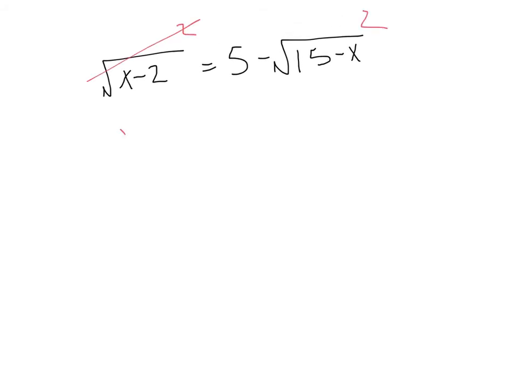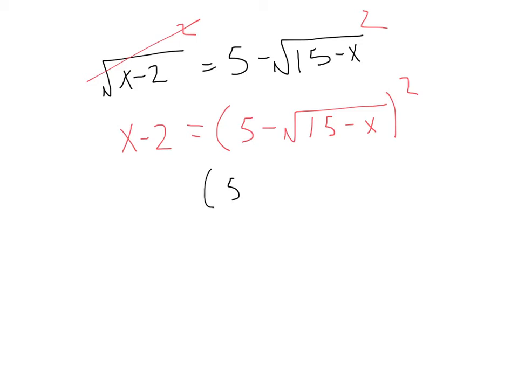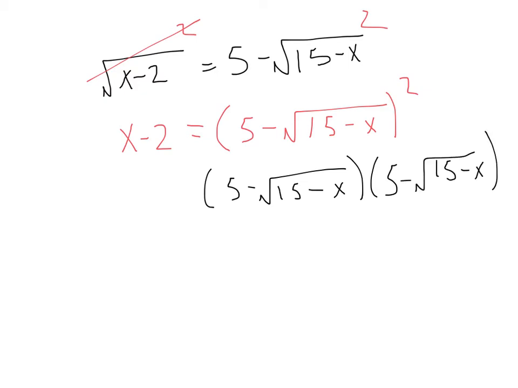This is going to cancel, leaving me with x minus 2 equals, remember, this side has to be distributed out. So doing that, that's going to give me 5 minus square root of 15 minus x times 5 minus square root of 15 minus x equals x minus 2. Alright, watch closely how I distribute this out. It's the same way we distribute anything else.